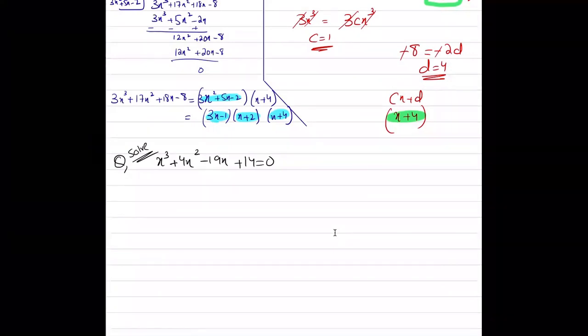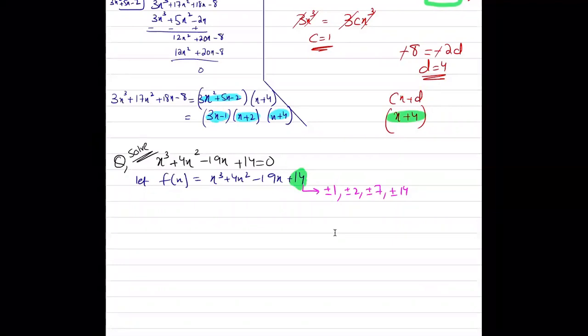So let my polynomial be equal to x cubed plus 4x squared minus 19x plus 14. What I'm going to do is find the positive and negative factors of the last term. The positive and the negative factors of 14 are going to be plus minus 1, plus minus 2, plus minus 7, and plus minus 14. Do you get this concept? Yes, sir.